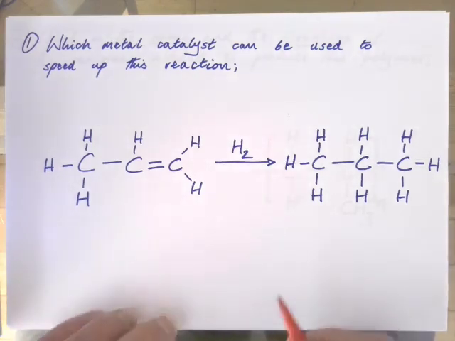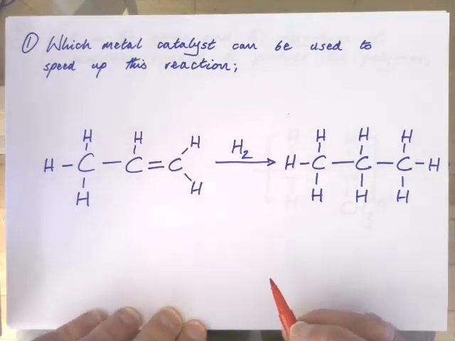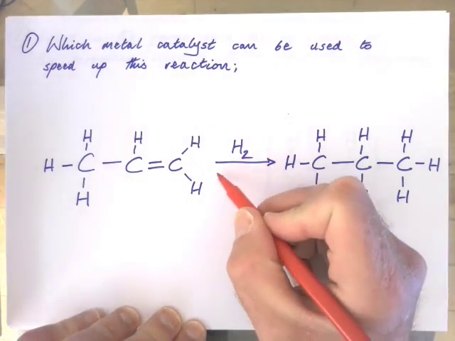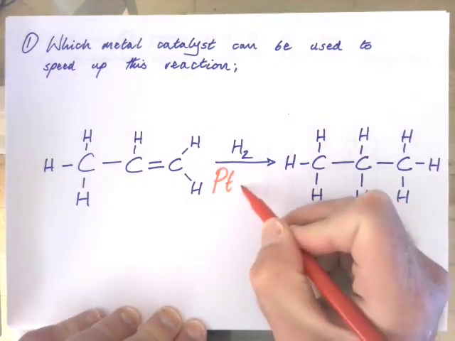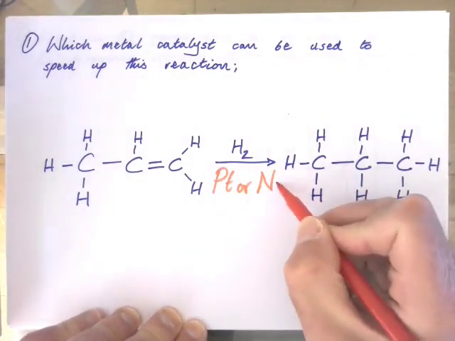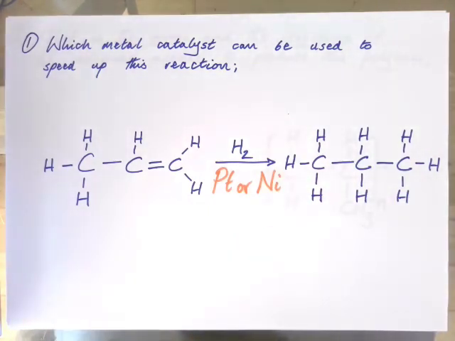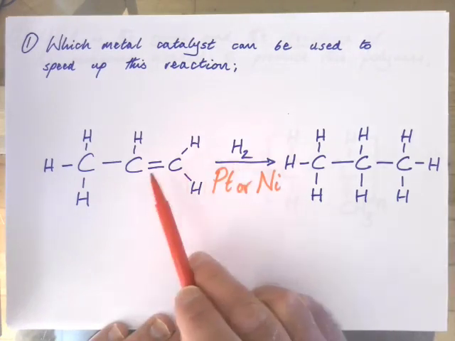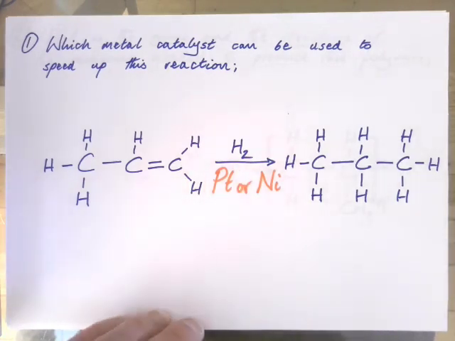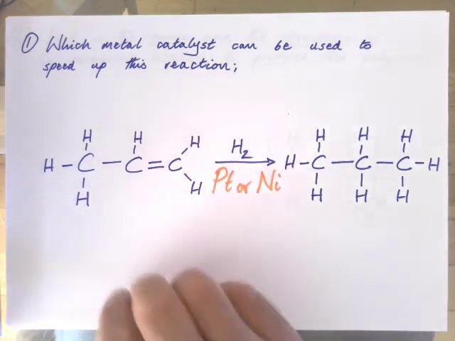Okay, so hopefully you've had a think and you've come up with an answer, and the answer here would be either platinum or nickel. These would be the two preferred metal catalysts in order to cause hydrogen to undergo an addition reaction with an alkene. Right, question number two.